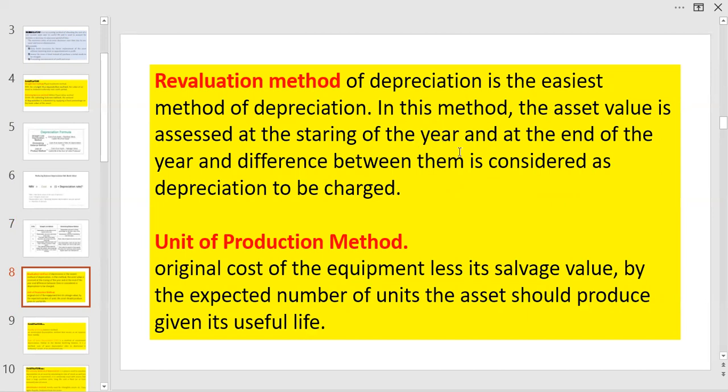Revaluation method, where the asset is valued at the beginning and end of the period. Difference is taken as fall in value or depreciation. In unit of production method, instead of lifetime of the assets, the units expected to be produced by that equipment is taken as the base and per unit is calculated. And depending on the number of units produced, depreciation will be calculated.